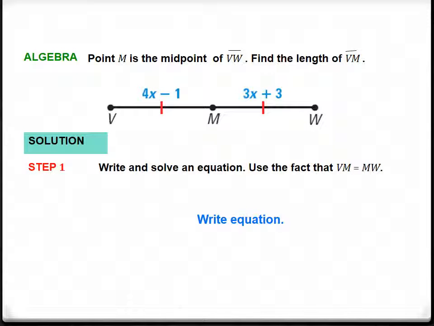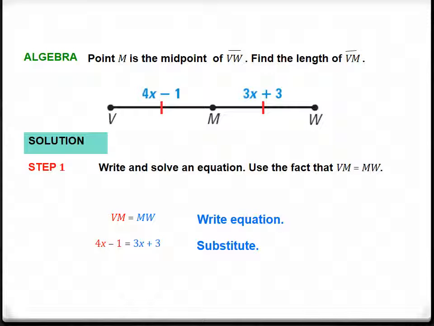Okay, so we're going to first write the equation. VM is equal to MW because we know that M is the midpoint. Now substitute the information in. 4x minus 1 gets substituted for VM. 3x plus 3 gets substituted for MW.